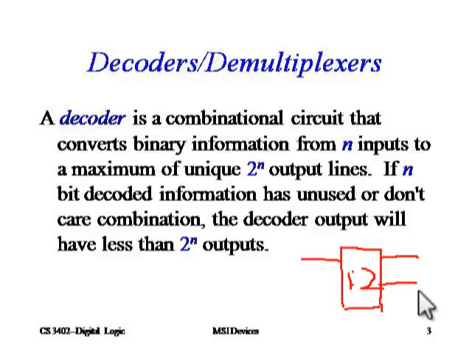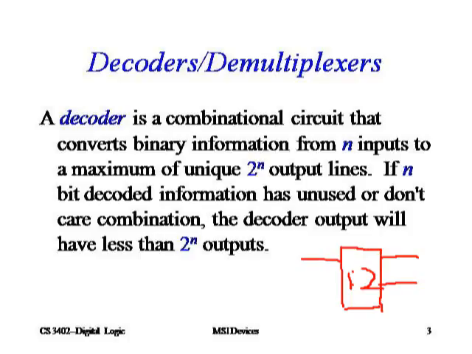Now, it is not always necessary to utilize all the outputs of the decoder. There may be a possibility that some of the outputs are not used. That is, they are defined as don't care combinations. So, on a broader basis, we can define the decoder as a device which takes n inputs and gives 2 raised to n outputs, of which all of them or less than 2 raised to n can be utilized.